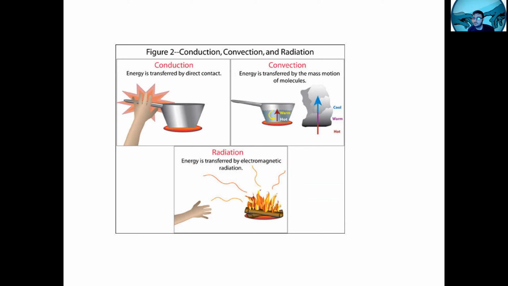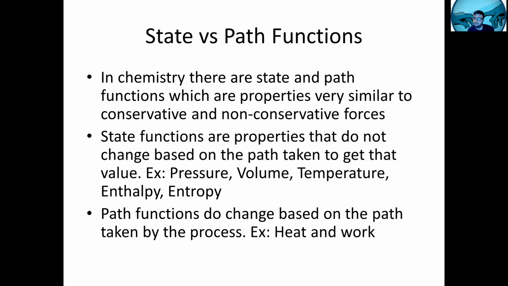And this is just a graph showing this. Conduction is directly touching a stove. Convection is you heat the water from the pot, the bottom of the pot heats the water, and then the hot water rises, cool water falls, and then it just goes in a cycle. And lastly, radiation is just a campfire or something like that. It's transferring heat through electromagnetic radiation, right?